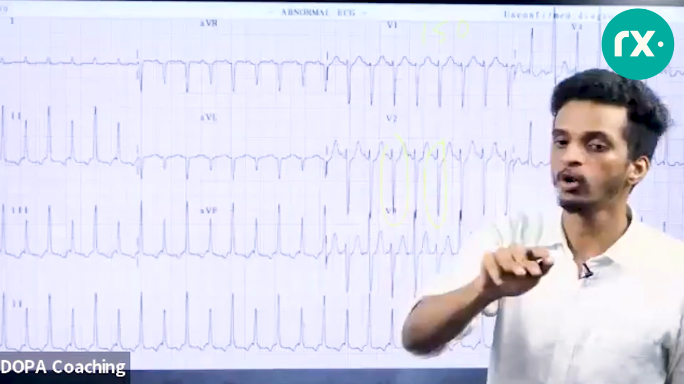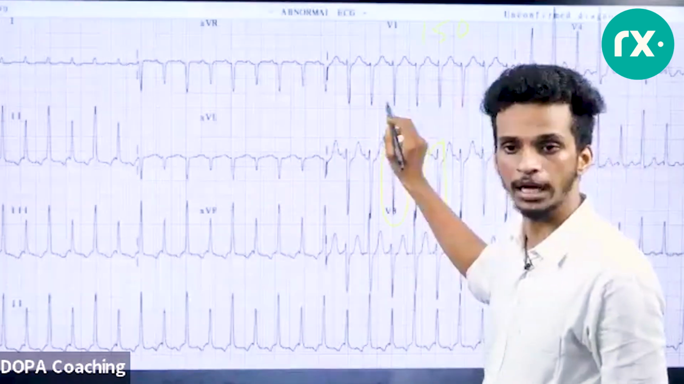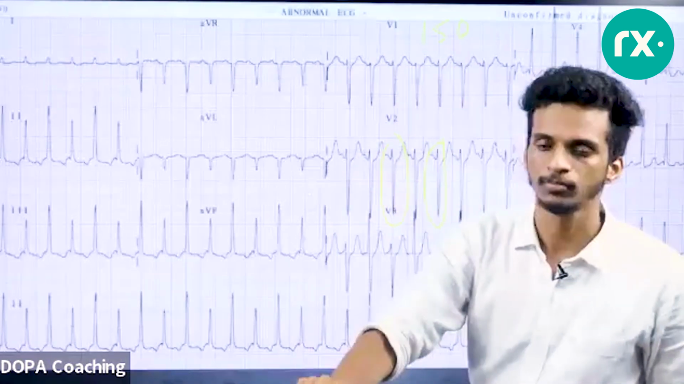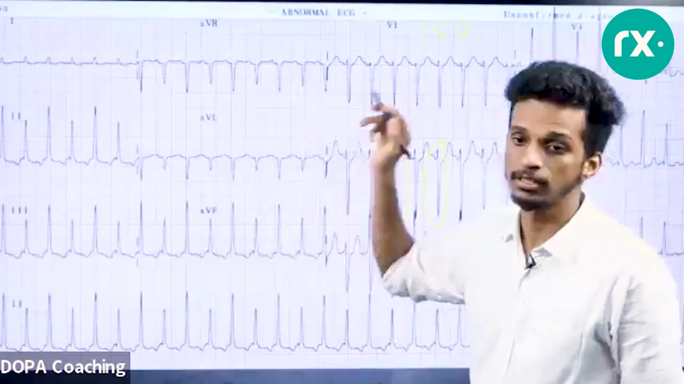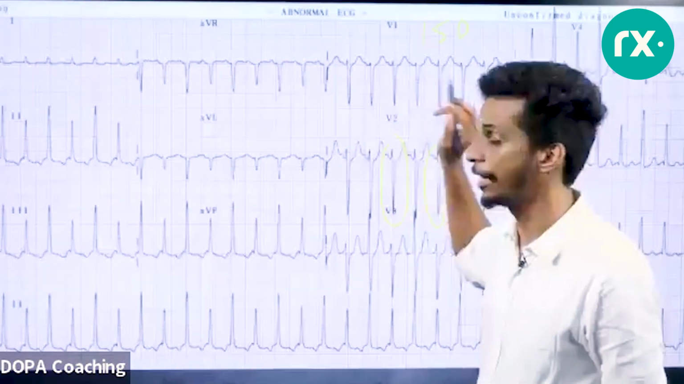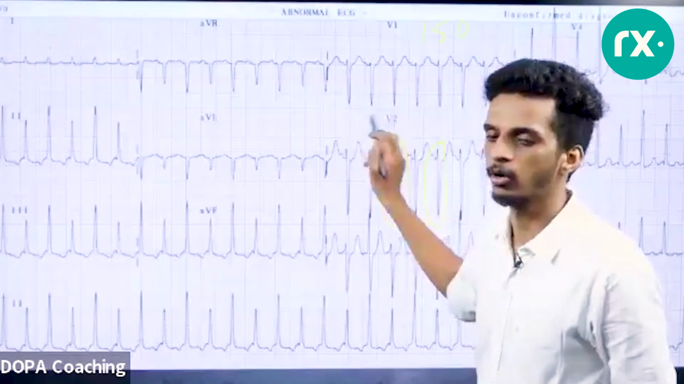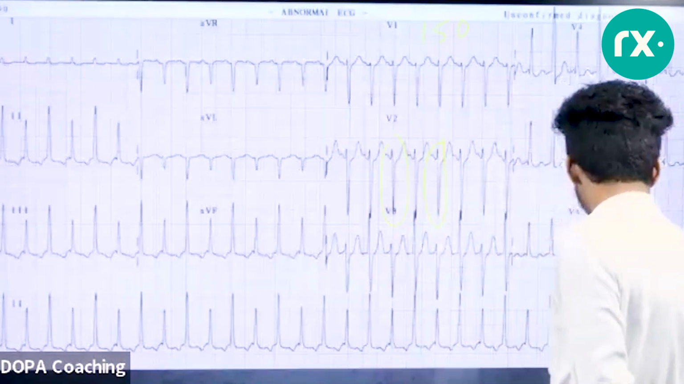Why do we diagnose this as supraventricular tachycardia? Because this ECG has tachycardia, but it is not sinus rhythm. That's the first point, so it's not sinus tachycardia. The second point is this is a narrow complex tachycardia. This is not a wide complex tachycardia. Had it been a wide complex tachycardia, we could not call it SVT. But this is SVT because it is a narrow complex tachycardia.